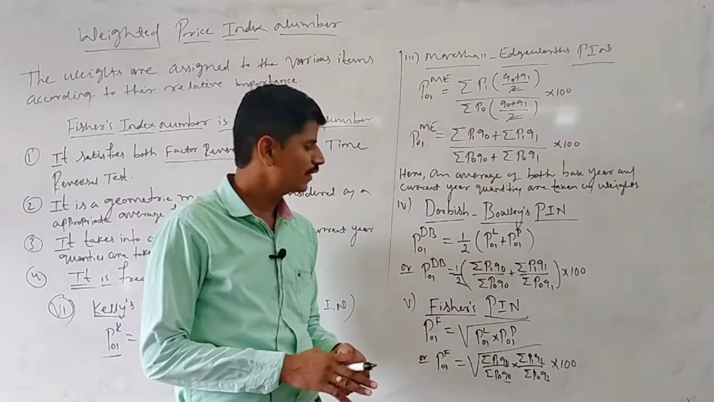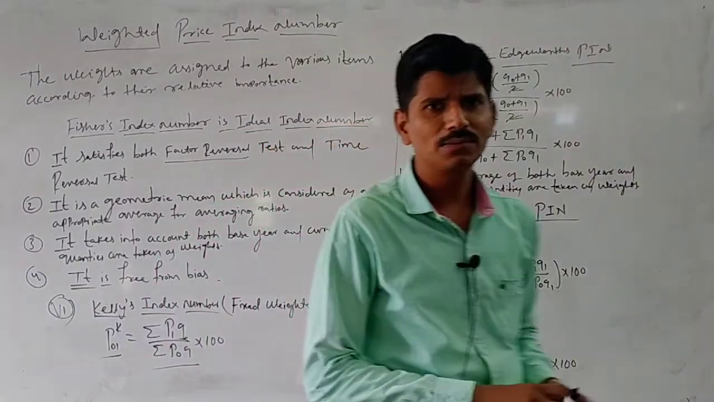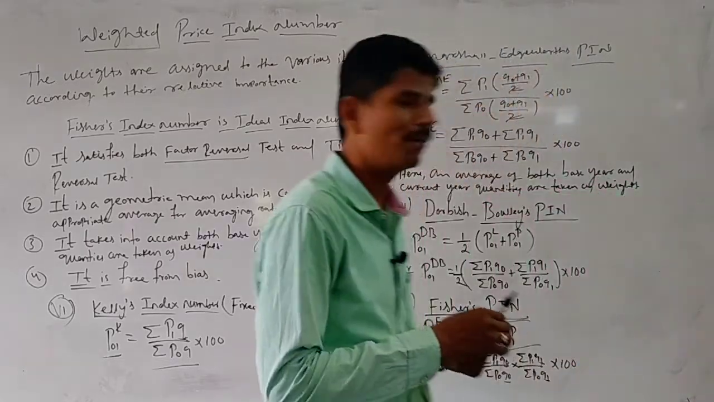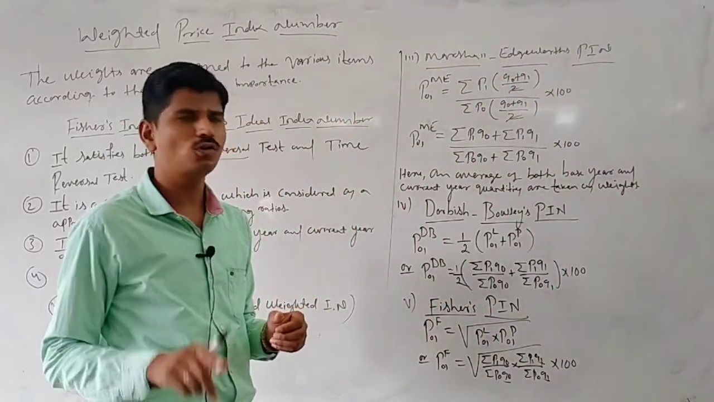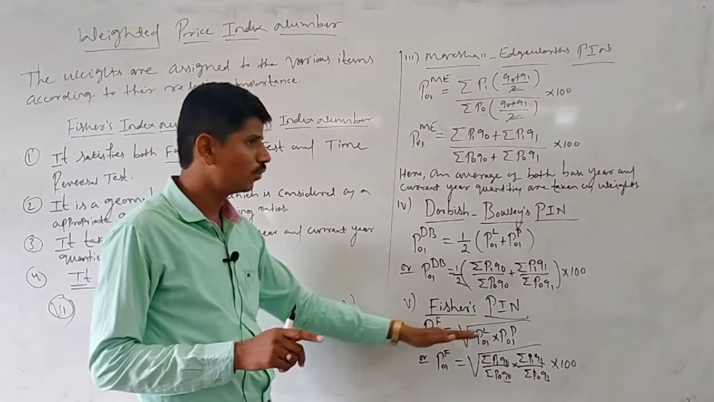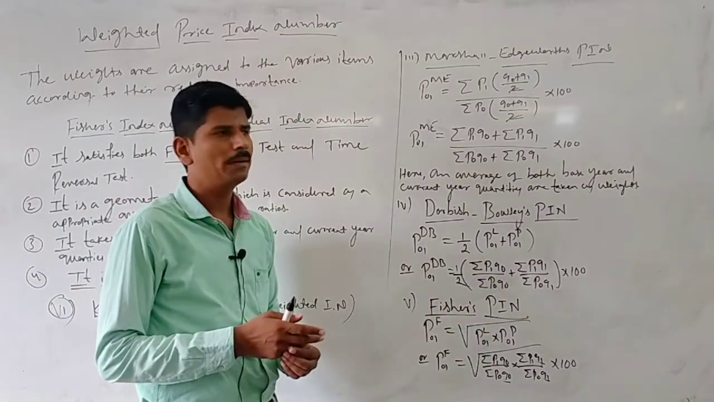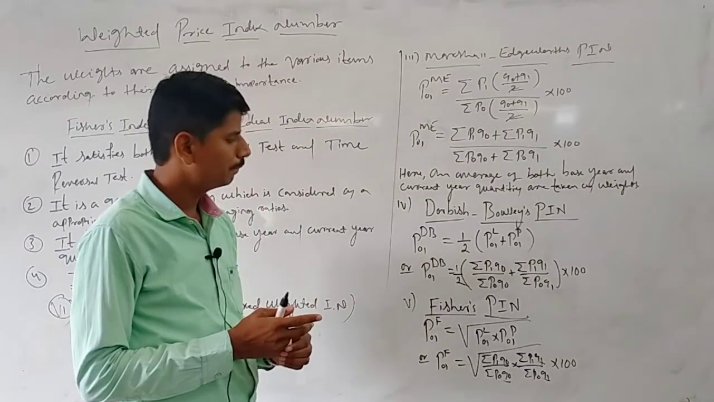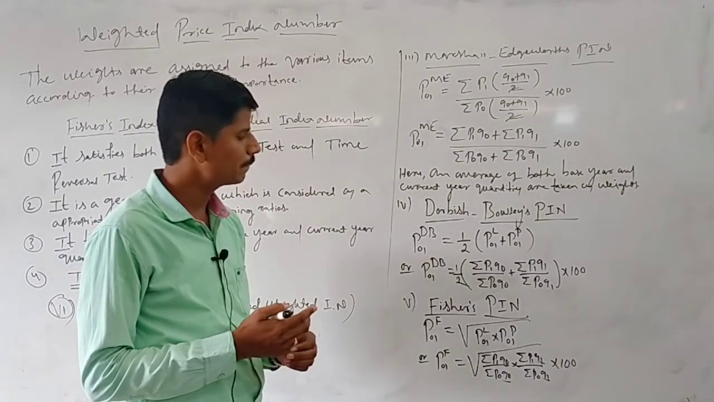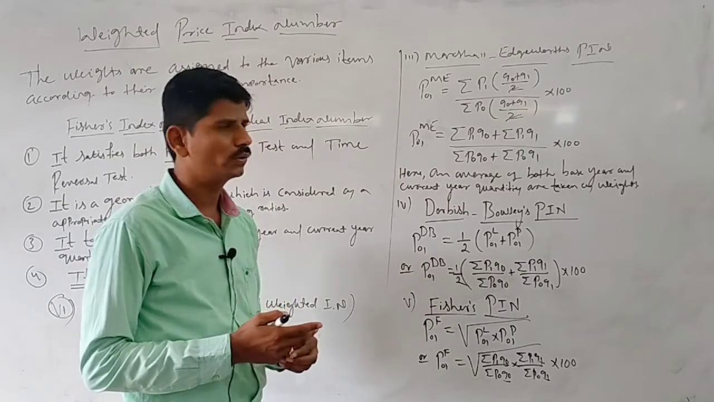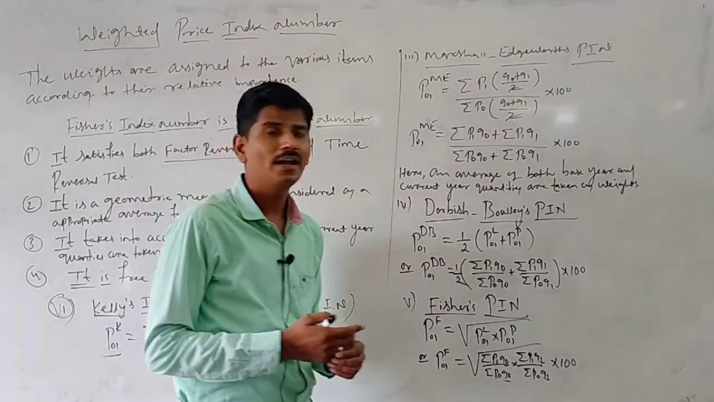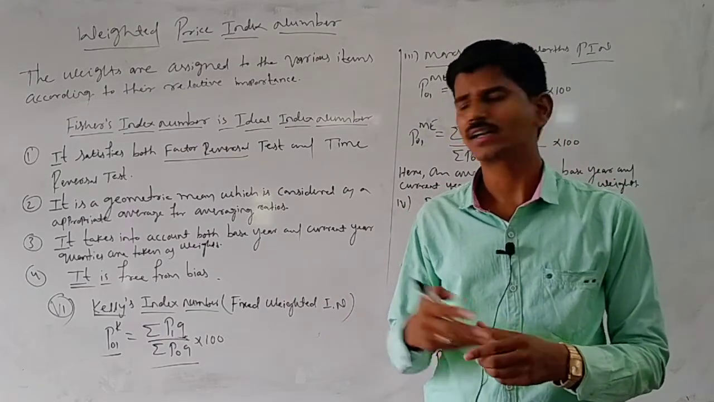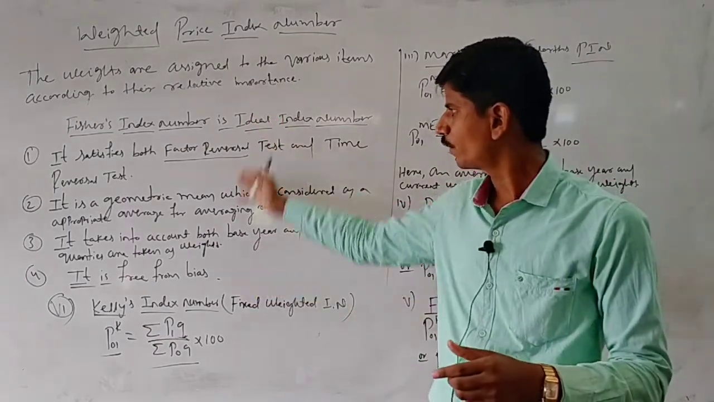The next is Fisher's index number, which is the geometric mean of Laspeyres and Paasche's index numbers. Geometric mean means you have to use the square root, that is P01F equal to the square root of P01L into P01P, or the square root of sum of P1Q0 divided by sum of P0Q0 into sum of P1Q1 divided by sum of P0Q1, into 100. Here Fisher's index number is an ideal index number. Why is it called the ideal index number? There are four reasons.